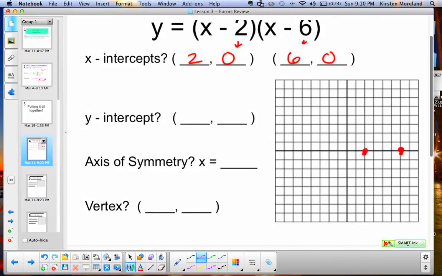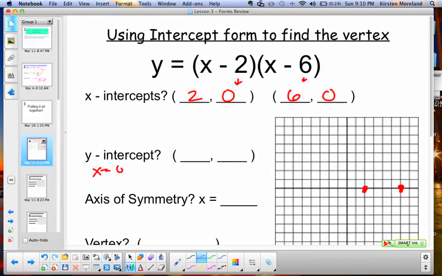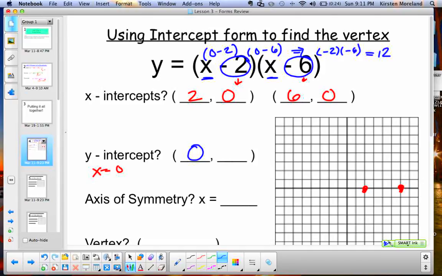and 6, 0. Now, to find the y-intercept, remember, the y-intercept is always when x equals 0. So I'm going to go up to my equation, and all I'm going to do is plug in 0 for x. So it's going to be 0 minus 2 times 0 minus 6, which is really just negative 2 times negative 6. So my y-intercept is going to be at 12. Remember, the x-coordinate's always 0, and all you do is plug in 0 for x. You replace x with 0. In the end, you really just end up multiplying negative 2 times negative 6, which gives you 12.